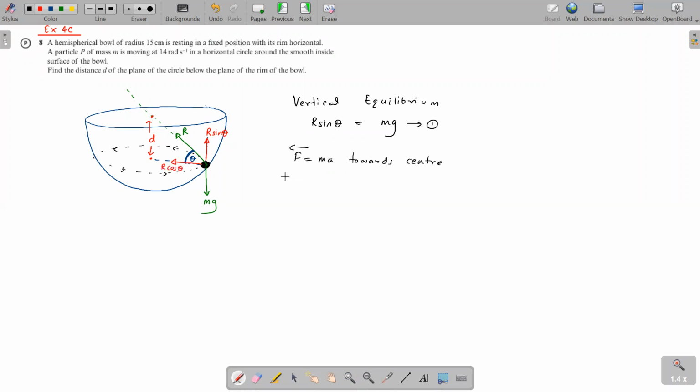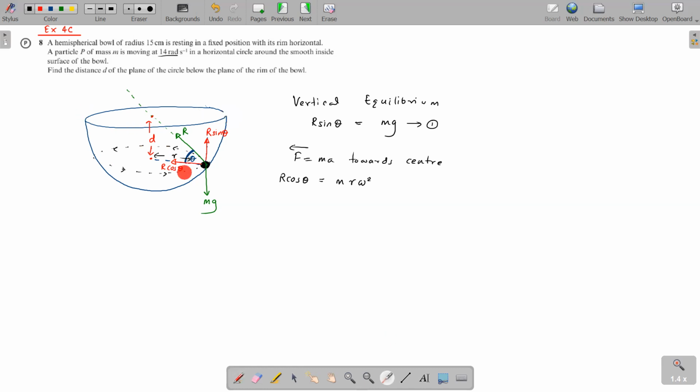So the next equation, the force that acts towards the center is R cos theta. The force component equals mass into acceleration. For centripetal acceleration, you can use R omega square or V square over R. Since omega is given here, I'll go with R omega square. R here is the radius of our circular path. Remember that, not the 15, because the 15 centimeter radius is the radius of the large hemisphere.